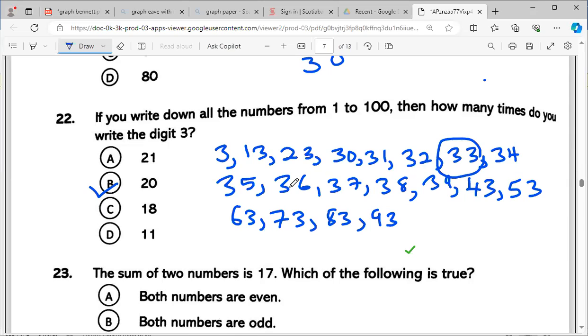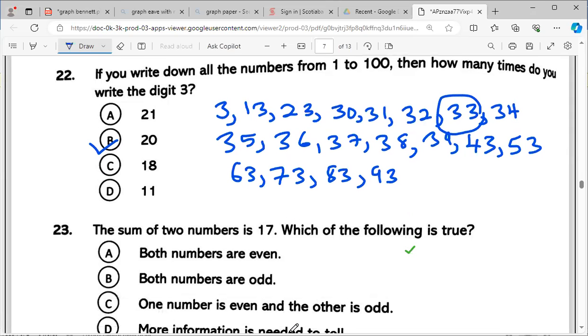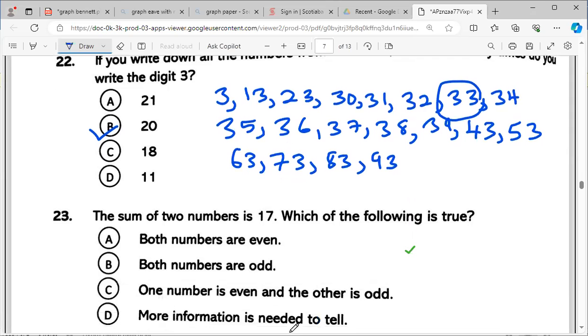Look at this one now. 23. It says the sum of two numbers is 17. Which of the following is true? I don't understand. The sum of two numbers is 17.